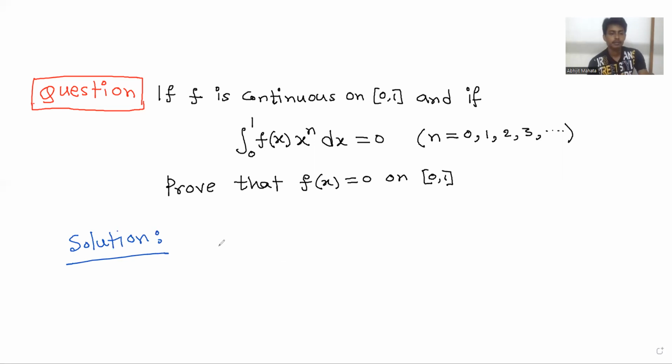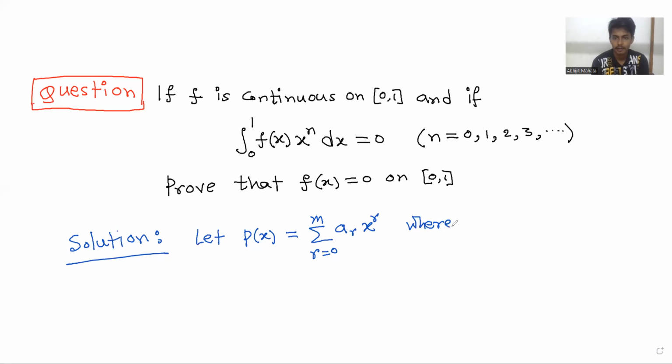So we have this condition. Let p be any polynomial. Let's say p(x) is a polynomial, the summation r equals 0 to m, a degree m polynomial, where we take a_r x to the power r, where a_r are real numbers. So we take any polynomial. Now we check the first observation.